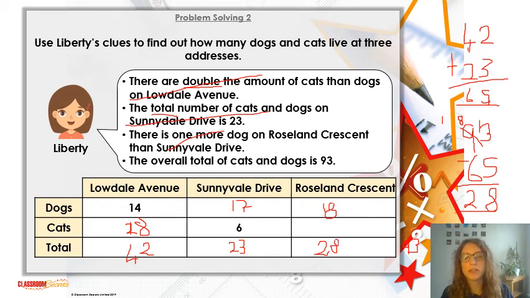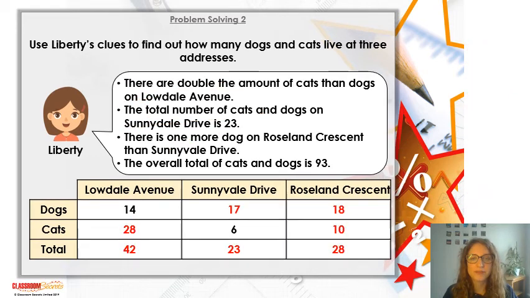Okay, so what I would like you to do now is use that information to work out how many cats are on Roseland Crescent. So pause and give it a go. Okay, so you could do a subtraction from that one, 28 take away 18, and whatever's left will be your number of cats. Okay, let's have a look. So this is what you should have completed. Well done if you managed to get all of those, because that was a really tricky one.